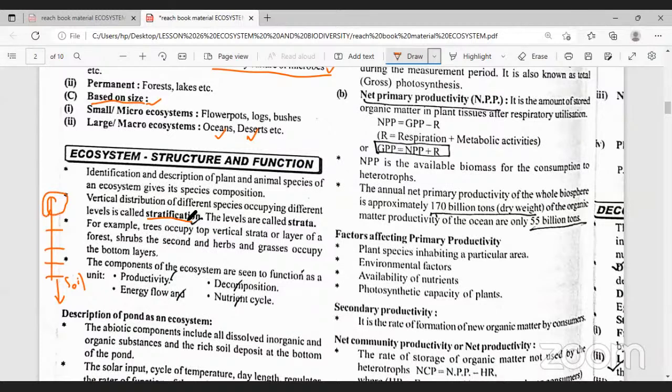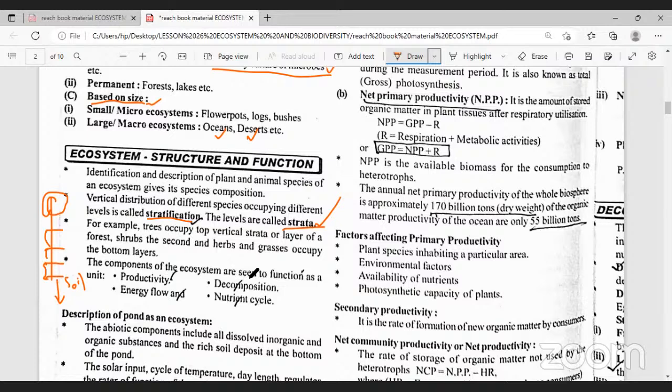Different zones, each zone has a specific habitat as well as living organisms. That condition is called stratification. The levels are called strata. Each one is considered a stratum. This is one stratum, this is another stratum, and this is another stratum. This is also very, very important. Don't forget, my dear, this was also asked in 2017, I think. Forest: I have taken only one tree as an example. In a forest, shrubs are the second layer, and herbs and grasses occupy the bottom layer. That is already given.